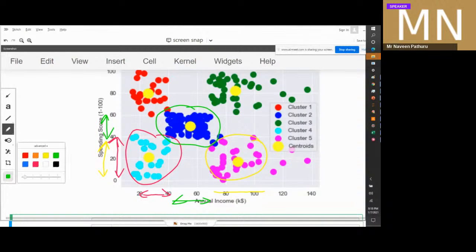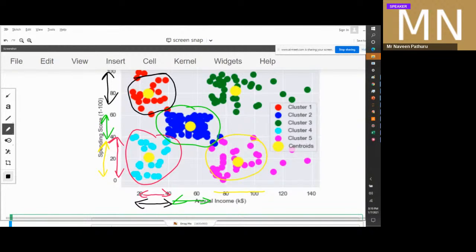Then come to the red ones. Red one, let's use this one. Notice the majority of them are here. They are earning only $20,000 to $40,000, but notice they are spending $80 to $100 for every $100 they have. What are these? These are called characteristics of these customers.